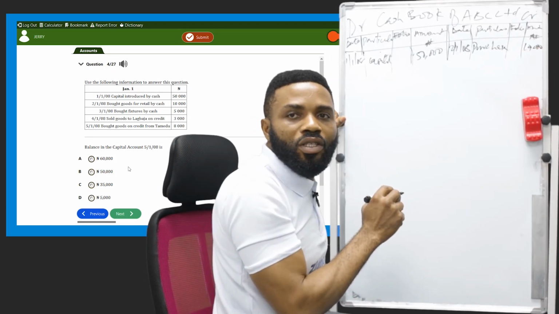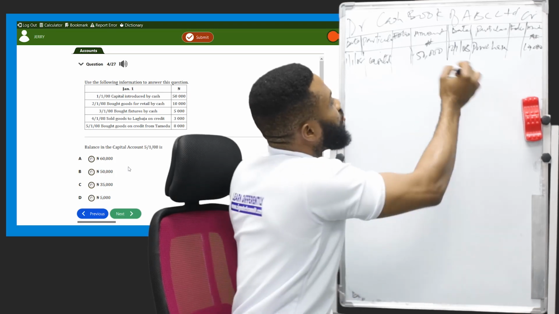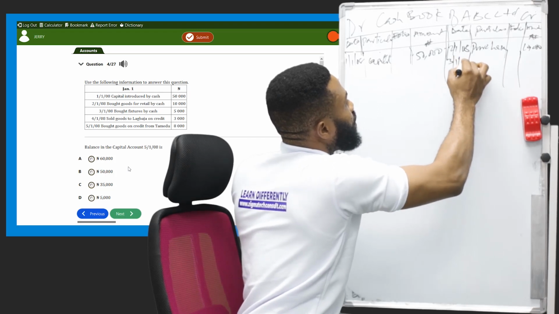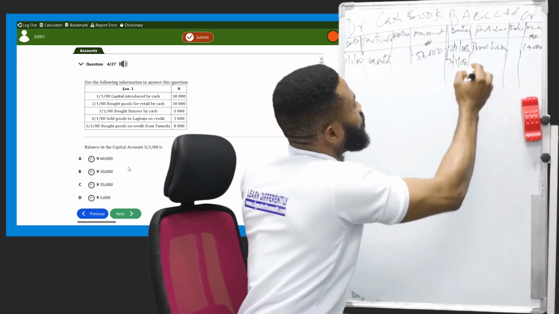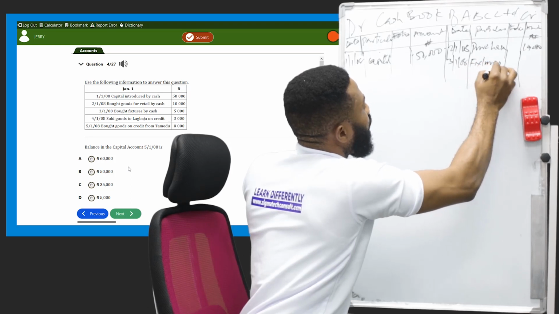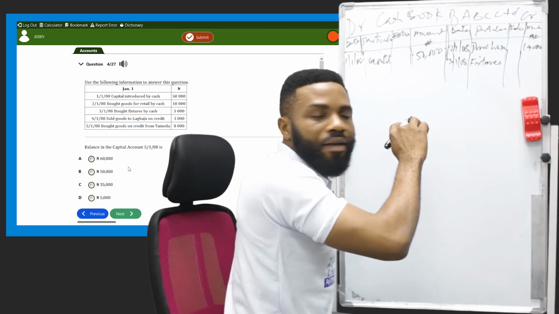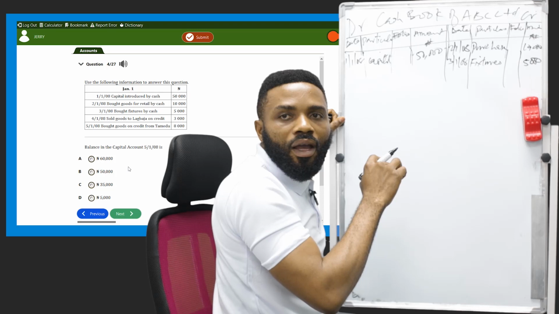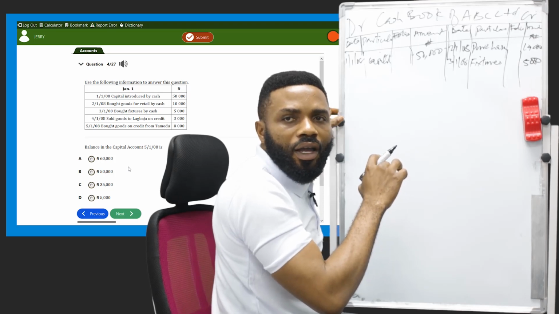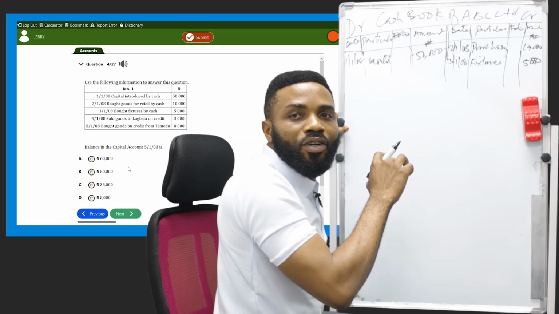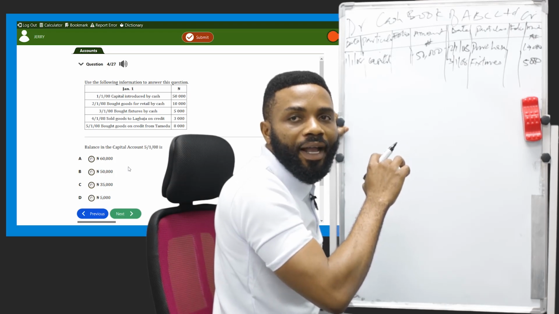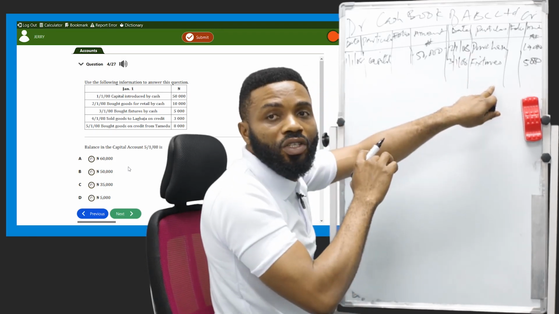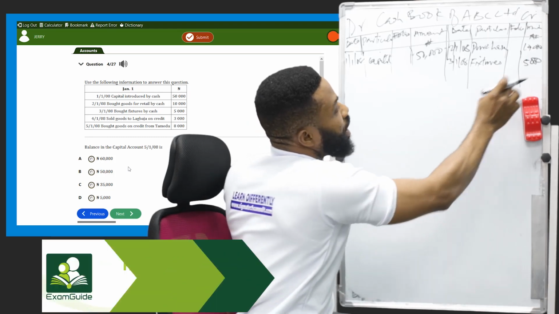And then we bought features by cash. You come here, 3rd of January. We bought features. You write features. The features, how much is there? 5,000. Okay, I think I skipped the second transaction, which is bought goods for retail by cash. This is purchase. Okay, it's features now. Bought features by cash. That's 5,000.